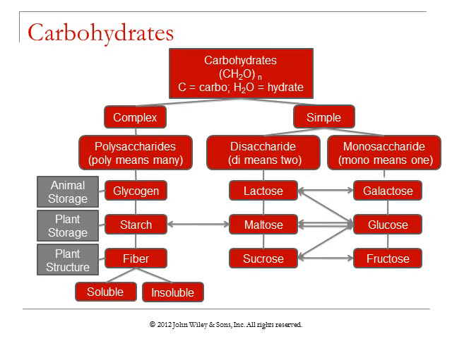On the right-hand side, we see simple carbohydrates, and that's going to be our monosaccharides or disaccharides. Again, we're going to break these down into individual sugar units. Mono is 1, di is 2. So our monosaccharides are galactose, glucose, and fructose. And our disaccharides are lactose, maltose, and sucrose.